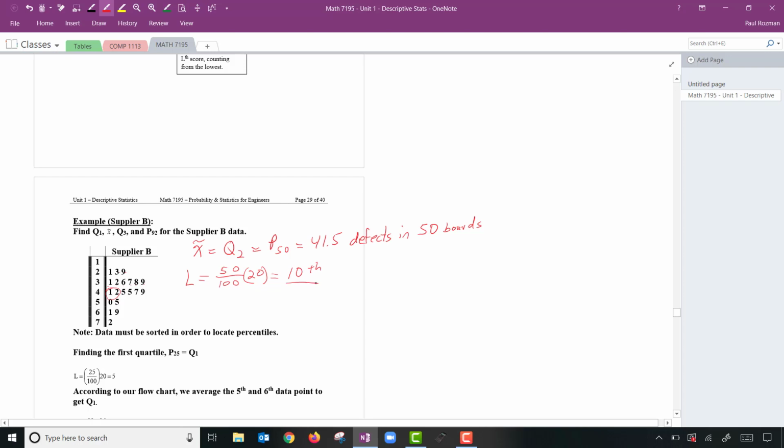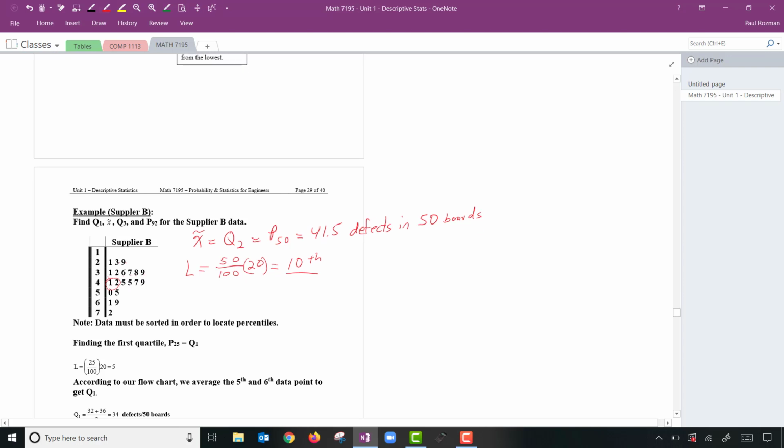So we have a little rule that says if your location is a whole number, find the mean of that one and the next one. A big mistake that lots of students make is they'll just write the 50th percentile equals 10. They will forget to go and look for the 10th value in the list.